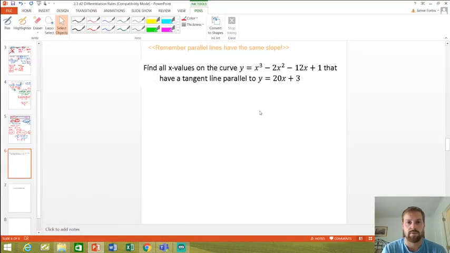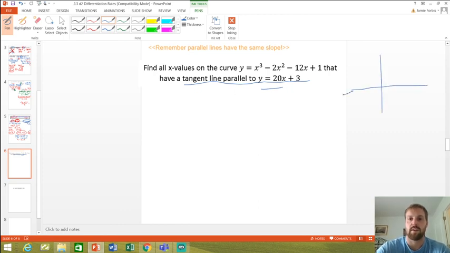Find all x values where the tangent line is parallel to y equals 20x plus 3. Okay, again, I may leave this one for class just for the sake of time, but I'll get you started. I want to know all the values where the tangent line is parallel to this line. So let's say that this is a cubic, so it looks something like this. Now 20x plus 3, that is a very steep slope. It's somewhere over here. I'll draw that in red.